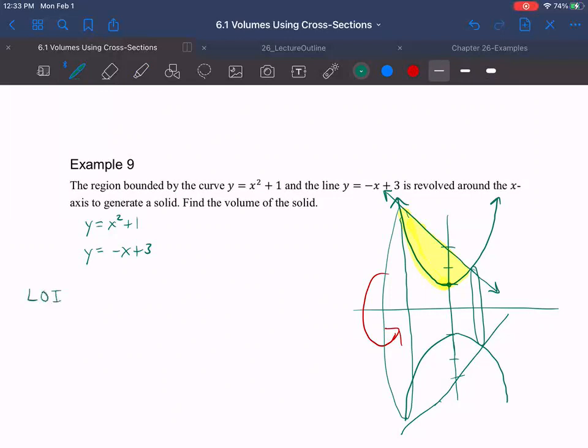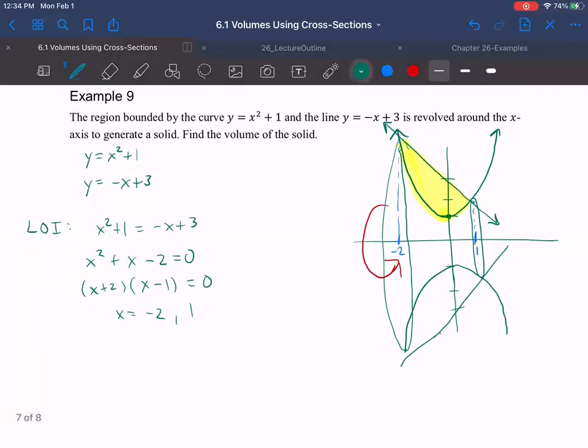Good. Limits of integration. We're going to do x squared plus 1 equals negative x plus 3, which is x squared plus x minus 2 equals 0. And does that factor? I hope so, since I'm putting that down already. What's it factor? Good. So that means we have two solutions, x equals negative 2 and positive 1. So those are our limits of integration, right? If you come straight down here, this is 1 and this is negative 2. So now we have our limits of integration.